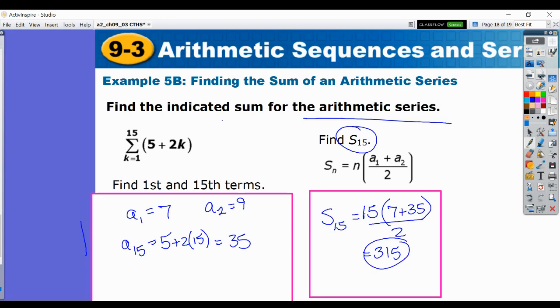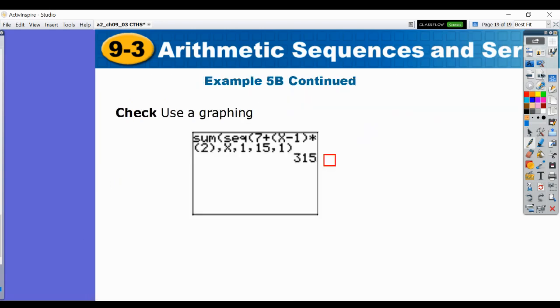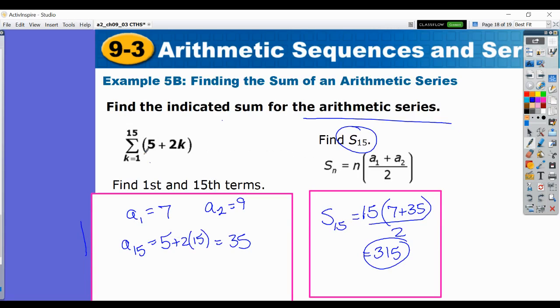Again, if you want to check this on your calculator, you would just need to write the sequence out in a notation that would work, and then add it from 1 to 15. So 7 plus (x minus 1) times 2. You don't see that here. You should be able to enter this as well. This would be a formula you could put in there. I'm not sure why they changed it, but anyway, that concludes lesson 9.3.